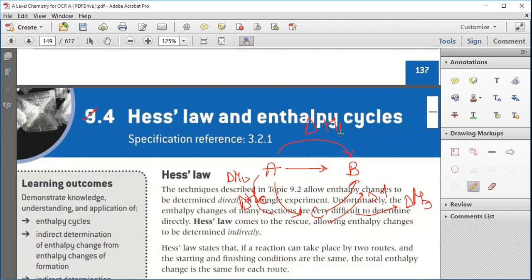Is that point clear? So it states that if a chemical reaction occurs in more than one step, then the sum of the enthalpy changes of the individual steps is equal to the total enthalpy change. Clear? This is known as Hess's law.